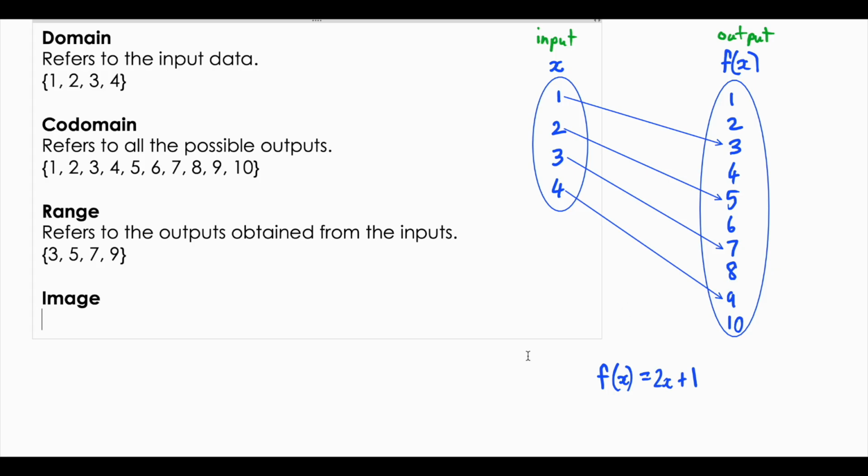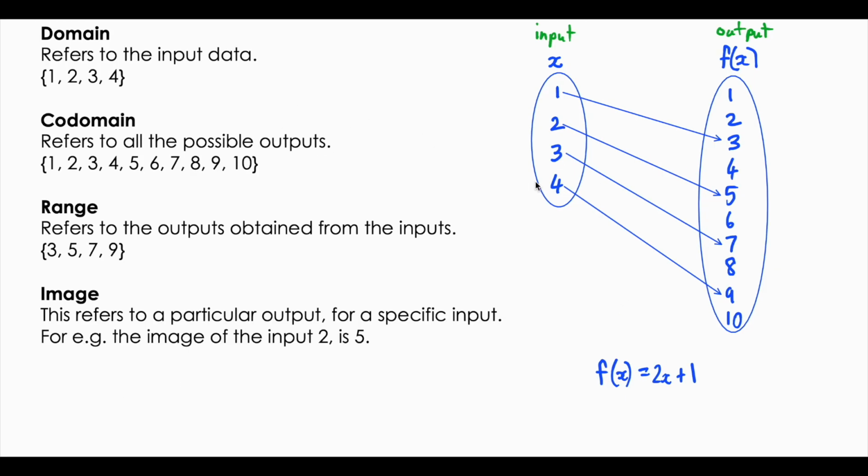So now the image. For the image, that basically refers to a particular output for a specific input. So for example, 2 here is our input, so the image of 2 is 5. The image of 2 is 5. So because the input is 2, the image is 5. Who can tell me what the image of 4 is? 9. Excellent. So the image of 4 is 9. So I'll let you all take this down and then we'll get into the functions aspect of this topic.